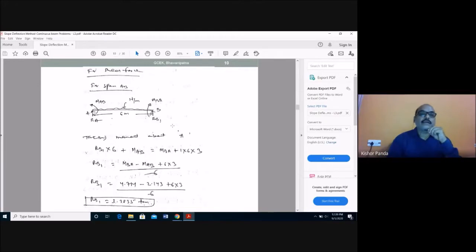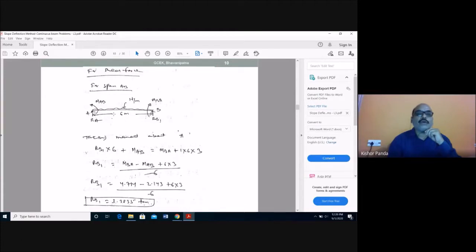You have to take each beam individually, and by taking the end moments and the load present on the span, and also applying the end moments, you have to find out the reactions first. So here you take span AB separately, which is 6 meter length, and the load present is 1 ton by meter.